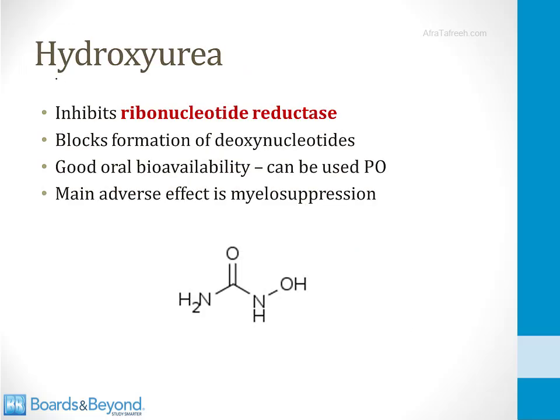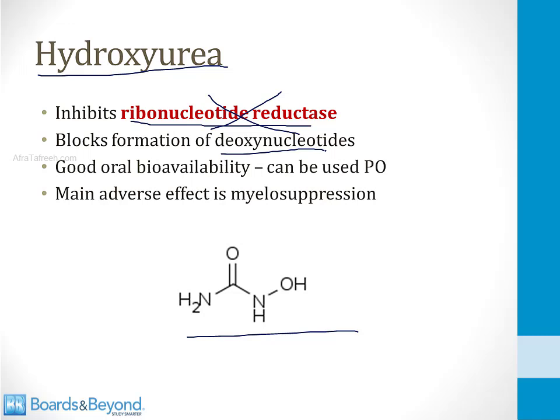The last drug I'll discuss is hydroxyurea. This is its structure shown on the screen. It does not mimic a nitrogenous base or a nucleotide. Hydroxyurea works by inhibiting the enzyme ribonucleotide reductase, and at the beginning of this video I mentioned that this enzyme converts ribonucleotides into deoxyribonucleotides. So when ribonucleotide reductase is inhibited, this will block the formation of deoxynucleotides and therefore block DNA synthesis.